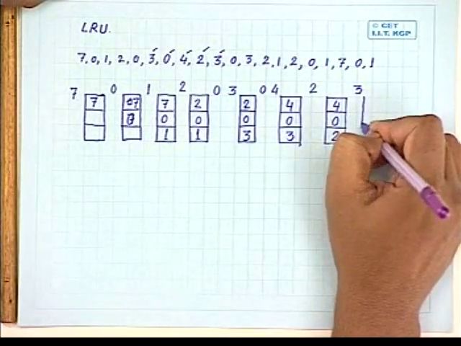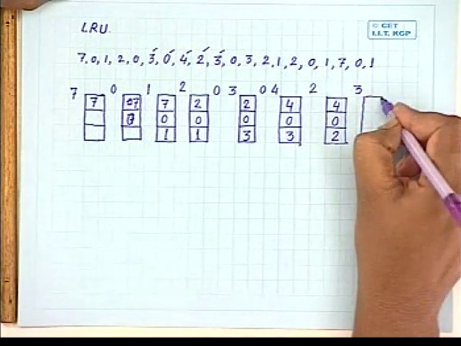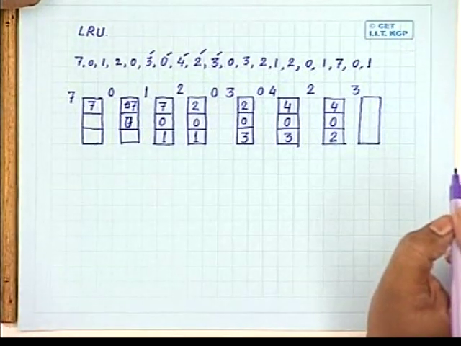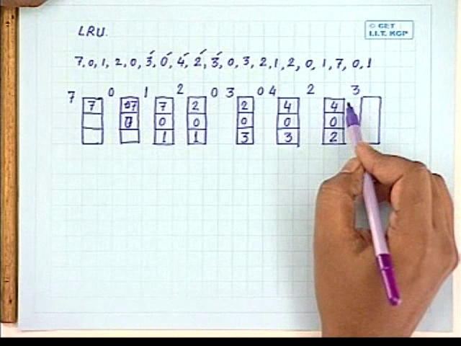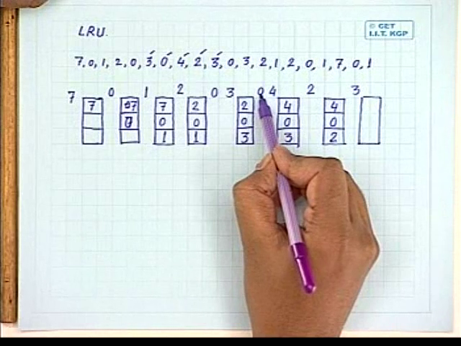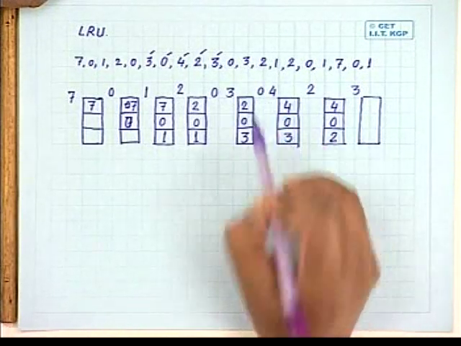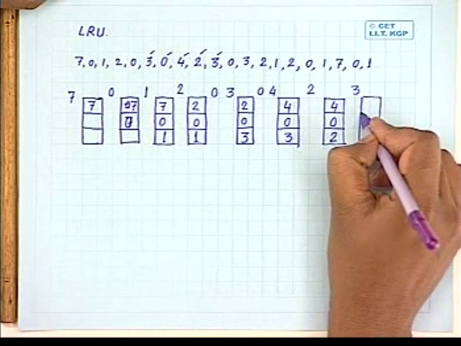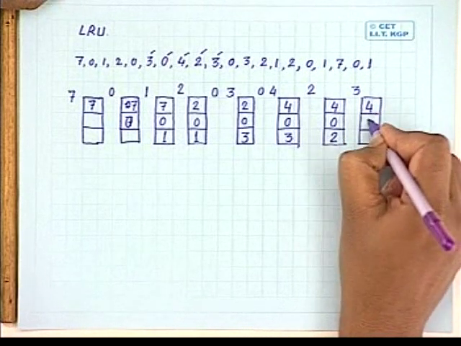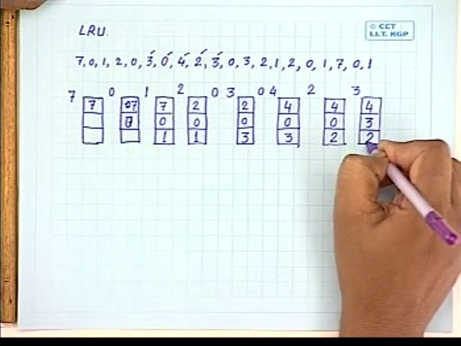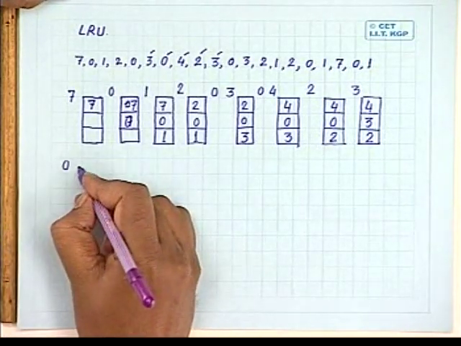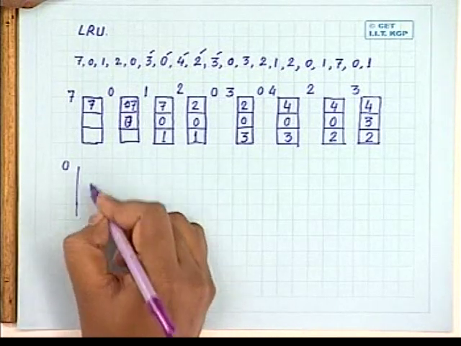But in this case, unfortunately, 3 has been replaced just now, because so far page number 3 was the least recently used page. So now again I have to find out which one is least recent. Out of these three pages, page number 0 is the least recently used page. So I have to replace page number 0 by page number 3. So I have the situation 4, 3, 2. Next time when again 0 is referred, again there is a page fault.